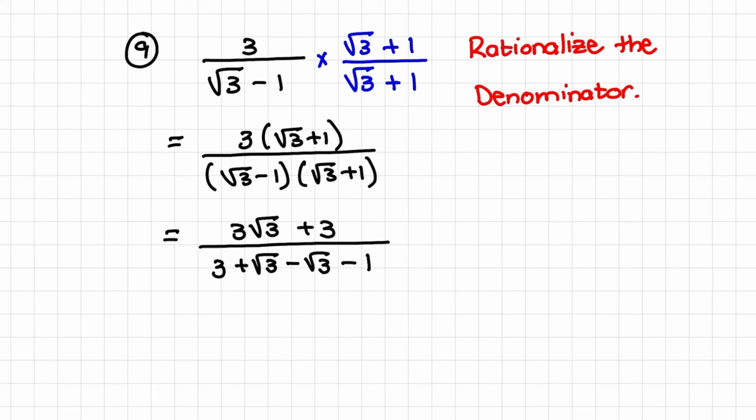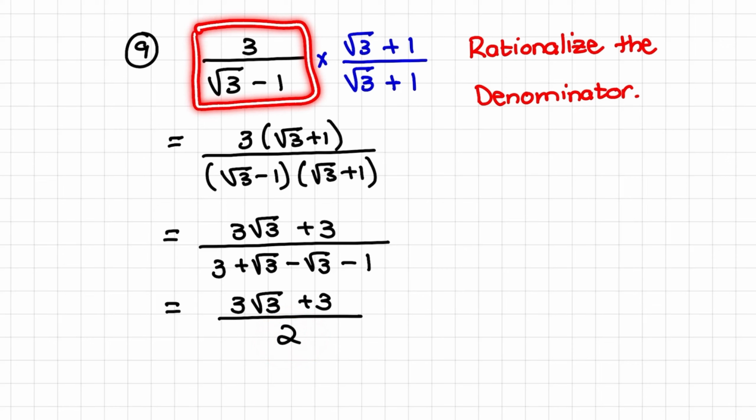Now again, in the denominator, we have like terms that will cancel one another out. So when I simplify, I have 3 square root of 3 plus 3 over 3 minus 1, which is equal to 2. And now we have a rational number in our denominator that is equal to the original fraction.